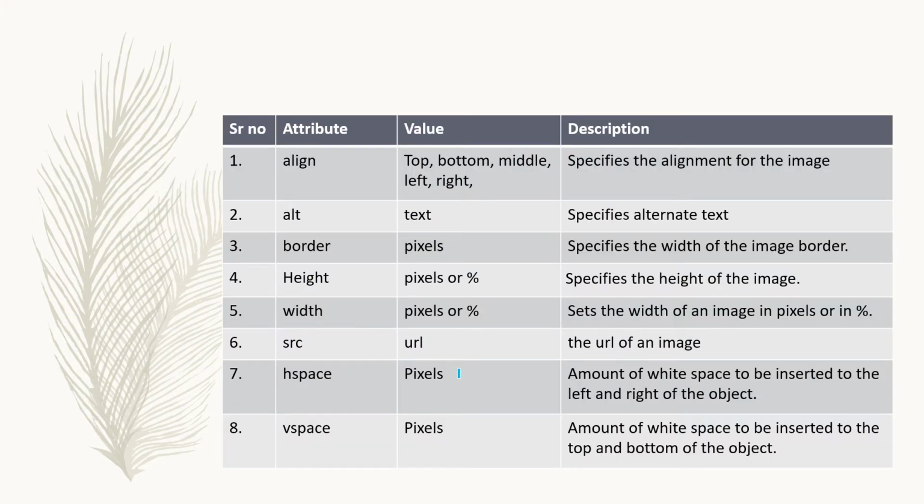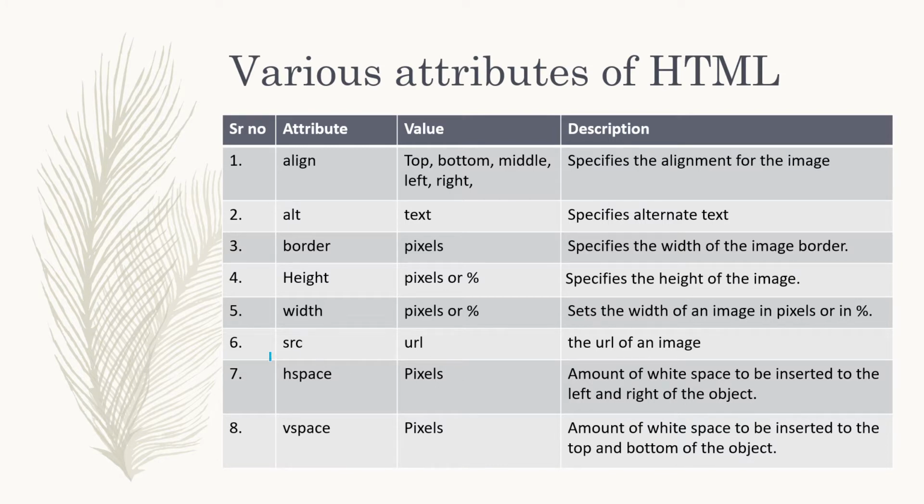So here we are with some attributes of the image tag of HTML. First is align. Align specifies the alignment of the image. Like if you want to keep your image at the top, you should use align is equal to top. If you want it at the bottom, then align is equal to bottom. If you want it in the center of the screen, then align is equal to middle. In the same way, if you want it to the left or to the right, then align is equal to left or right. This will show you the alignment of the image.